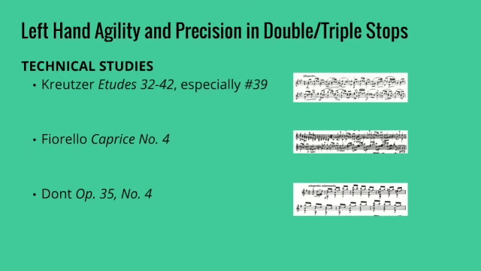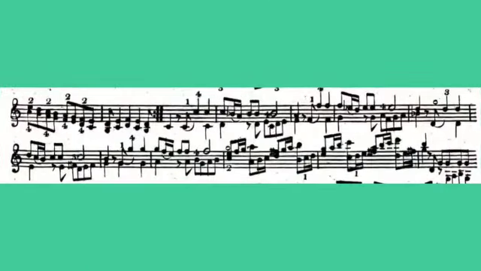We will come back to that one because there's some other good stuff in there too, so I will talk about it again later. The next one I have is Fiorillo's Caprice number 4. And similar to the Kreutzer, this one is only in 2 voices, but I think it's just a little bit more intricate, and I think it has that same idea of allowing students to access this skill set at an easier level before trying it out with more than 2 fingers.